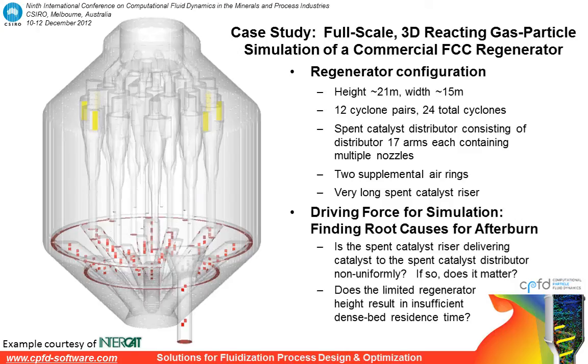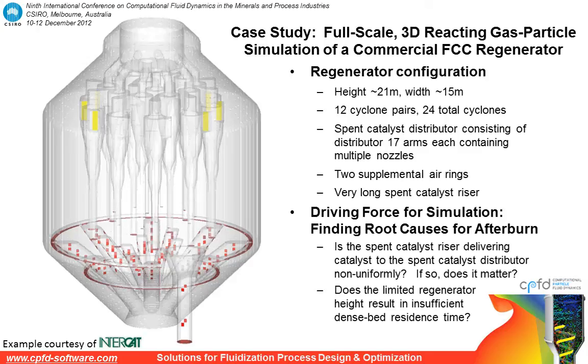This next case is a full-scale 3D reacting simulation of a commercial FCC regenerator at a California, USA refinery. The regenerator is a very large vessel, about 21 meters tall, about 15 meters in diameter, with complex internal structures, including 12 pairs of cyclones, primary and secondary, and an unusually complicated spent catalyst distributor comprised of 17 arms, which distribute the catalyst through nozzles that perforate the arms, the catalyst entering the distributor from below.